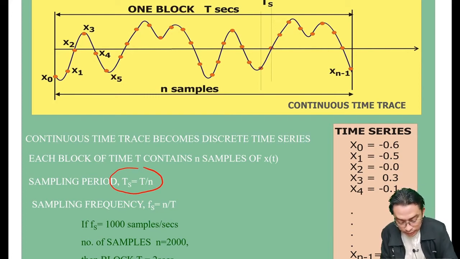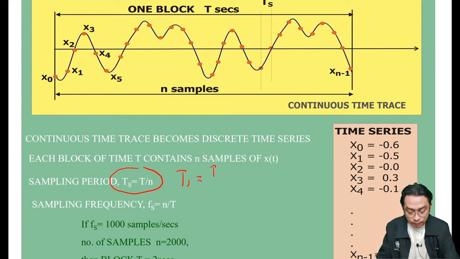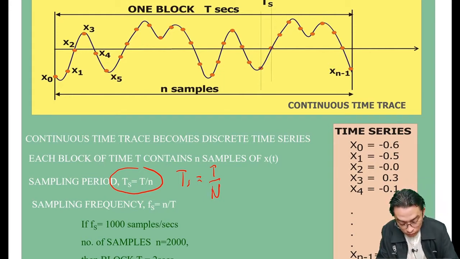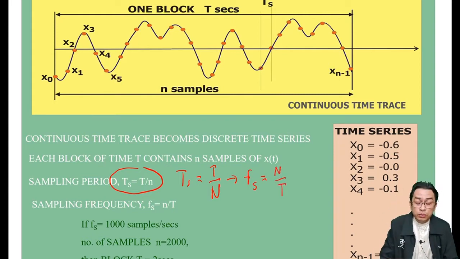So let me make it clear. We have Ts equal to T, the time for one block, divided by the number of samples in the block, or we can say Fs equals N over T. It is just the inverse of Ts.